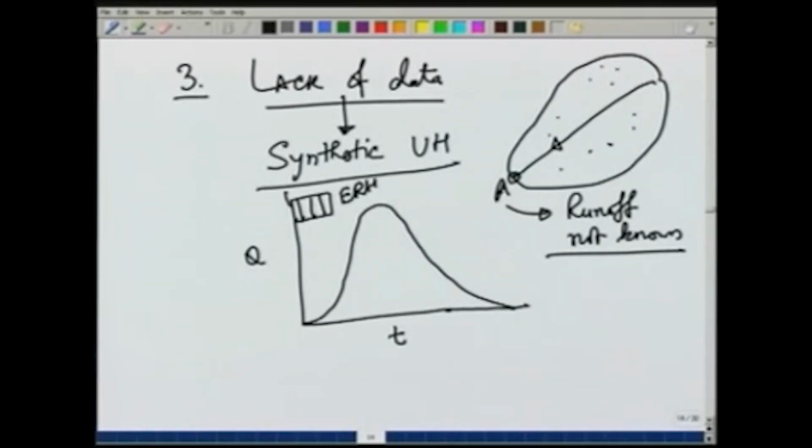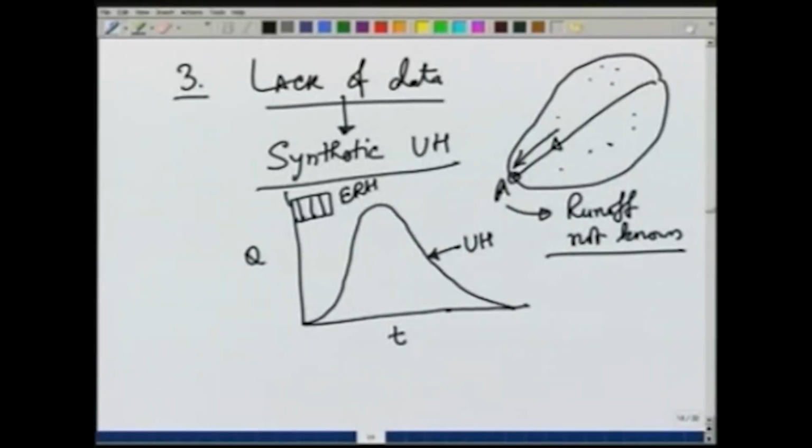So, if this is the ERH, which has unit volume 1 centimeter depth, and this is a unit hydrograph, then this unit hydrograph has some properties or some parameters which will depend on the basin properties and can be correlated with the basin properties. So, one of the important basin properties, for example, is the length. This will depend on the size of the basin. So, larger the length, larger will be the size of the basin.